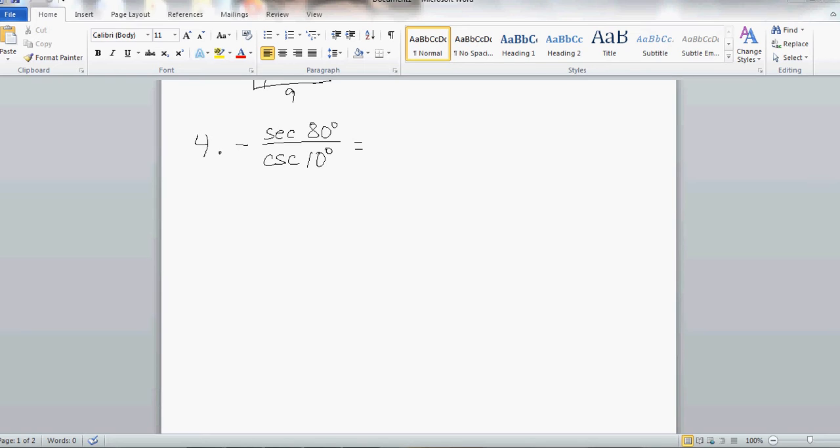Hopefully these are cofunctions. Secant is a cofunction of cosecant. So it doesn't really matter which one we change, but we can do it this way. The secant of 80 degrees is equivalent to cosecant of 10 degrees. And then if we leave the denominator alone, this becomes -1. And so the final answer for number 4 is -1.